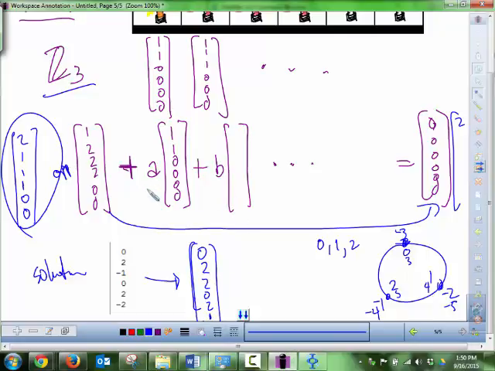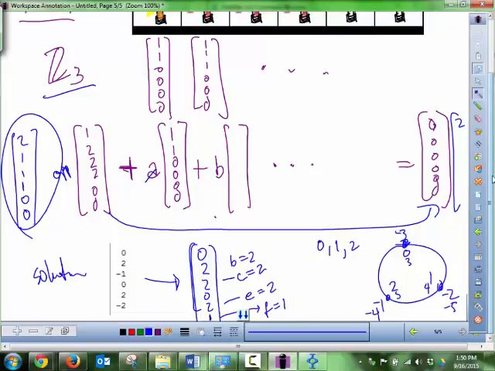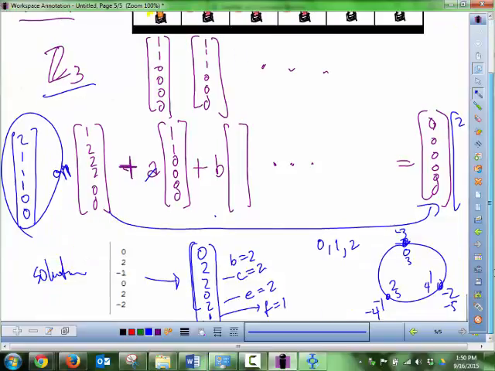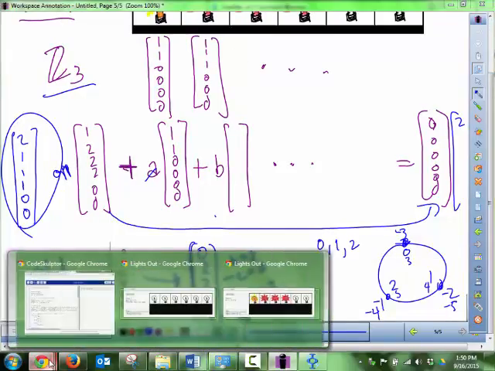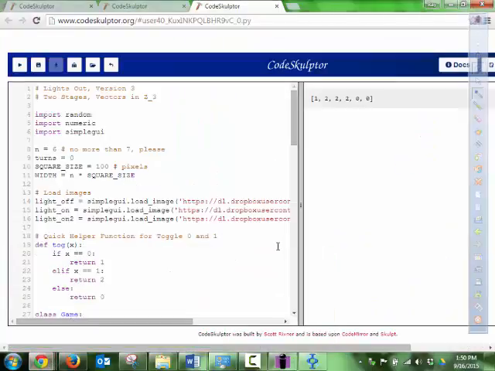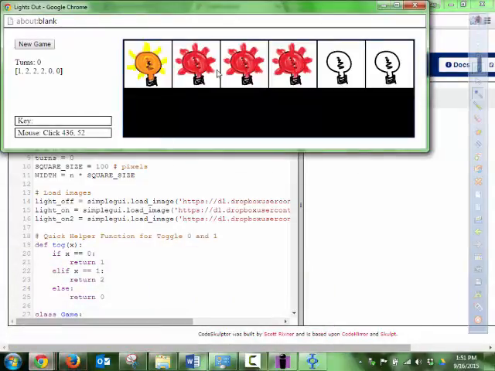So it looks like I need to not hit A. I need to hit the B button once or twice, the C button, the third button, twice. The fourth button none, the fifth button twice, and the sixth button once. Okay? Let's see if I have it: 1, 2, 2, 2, 0, 0. Is that what I have right now?